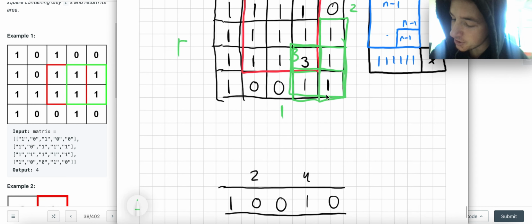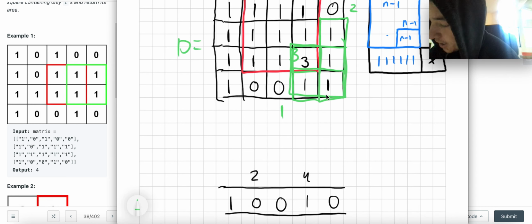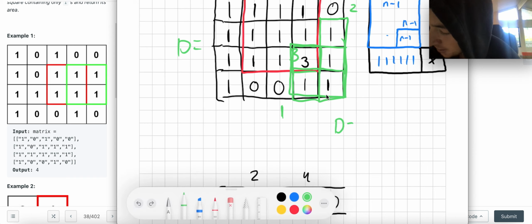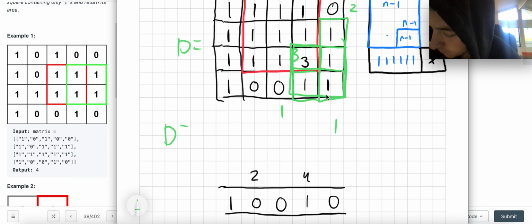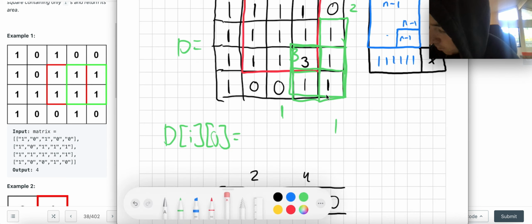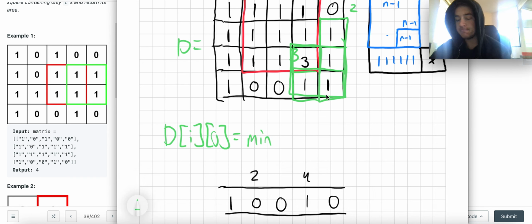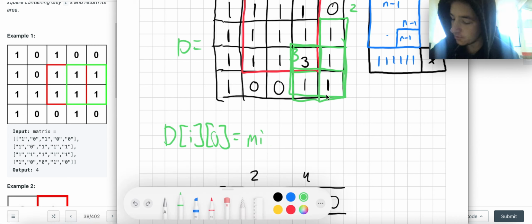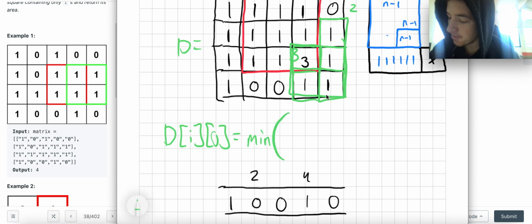So if all these positions were D, right? The D at IJ is what? Well, it's going to be the min, right? Because I'm constrained by the smallest thing I can make, right? Because if these were all 1s, yeah, we won't do that. But you get the point. I don't want to keep making things too complicated. It's the minimum of what?